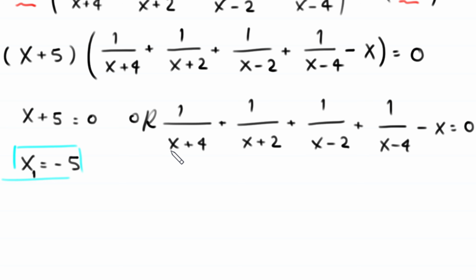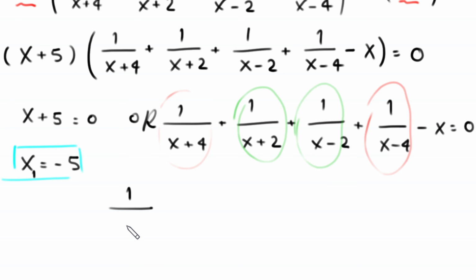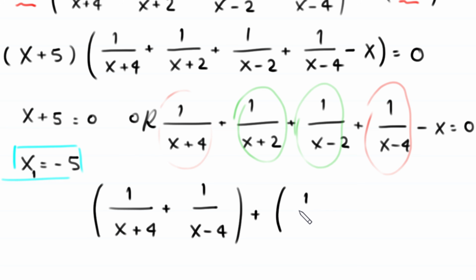From this equation, we combine these two terms, 1 over x plus 4 and 1 over x minus 4, and we combine these two terms, 1 over x plus 2 plus 1 over x minus 2. So this will become 1 over x plus 4 plus 1 over x minus 4, plus 1 over x plus 2 plus 1 over x minus 2, minus this x equal to 0.